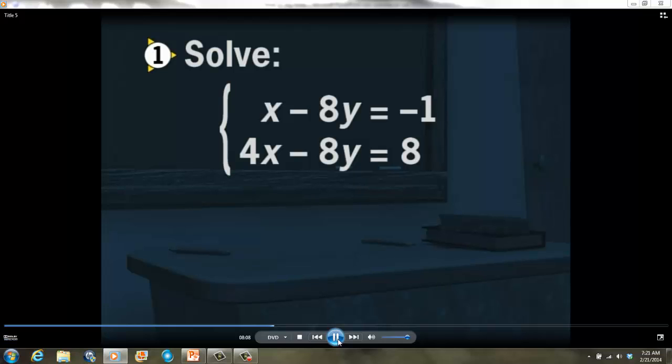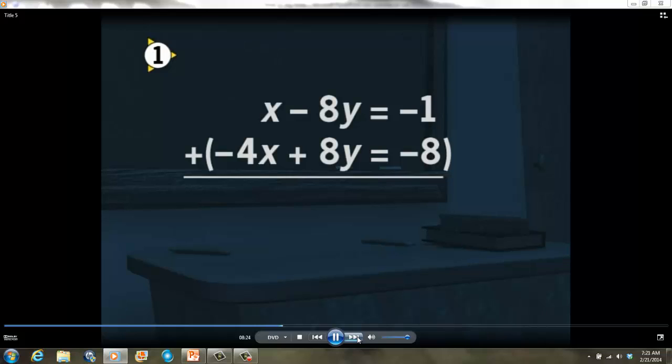x minus 8y is equal to negative 1. 4x minus 8y is equal to 8. The coefficients of the two y terms are the same. So I can multiply the second equation by negative 1 and add to eliminate the y's. The result is the equation negative 3x is equal to negative 9. Divide both sides of the equation by negative 3 to find that x is equal to 3.